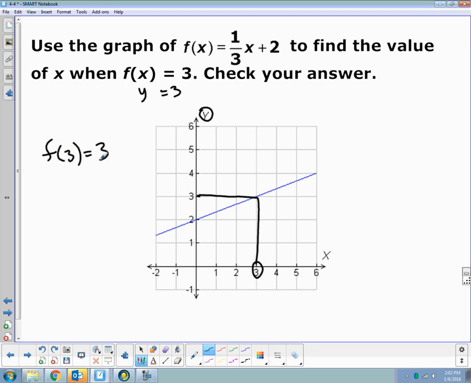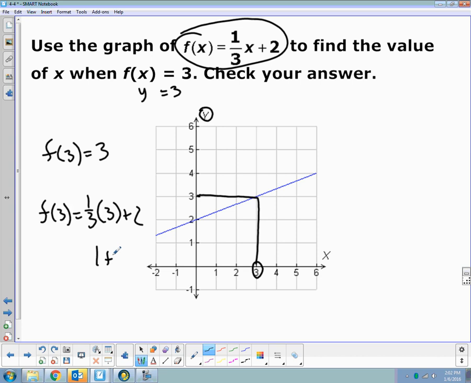And you can check that. You could say, well, I think f of 3 equals 3, so let's substitute into the original function: 1/3 of 3 plus 2. Well, 1/3 of 3 is 1, plus 2 does, in fact, equal 3. So it does work. And that's how we do those problems.